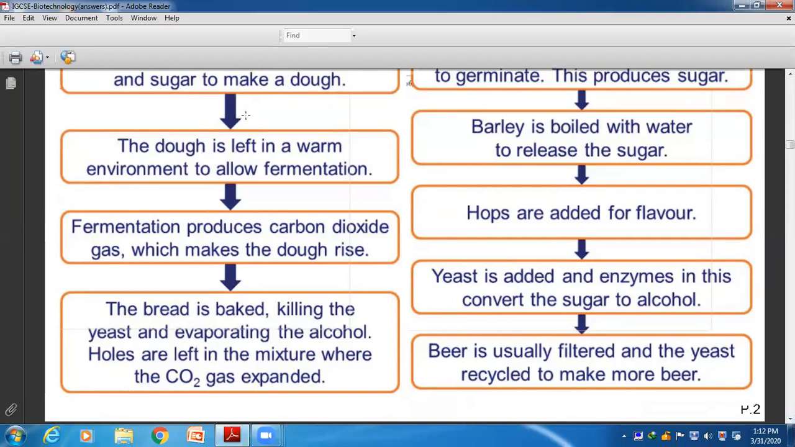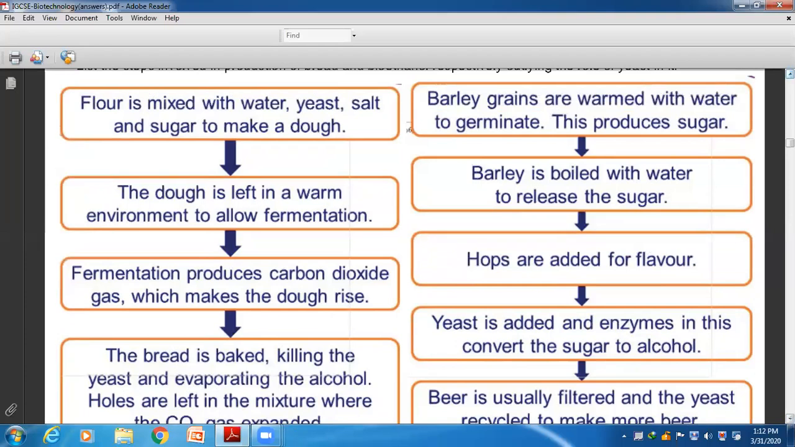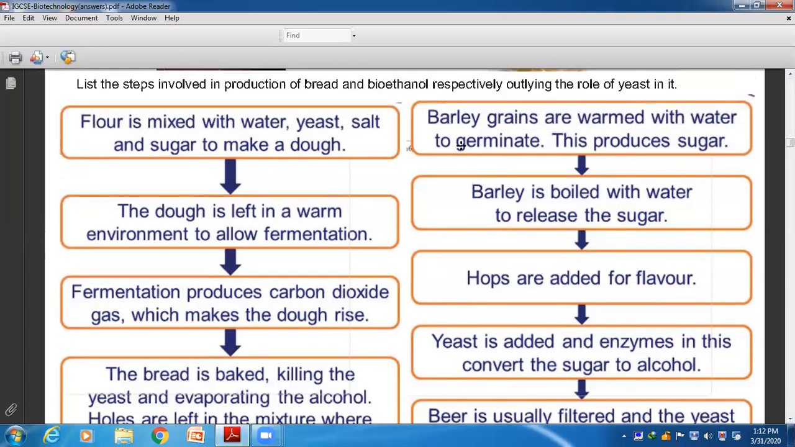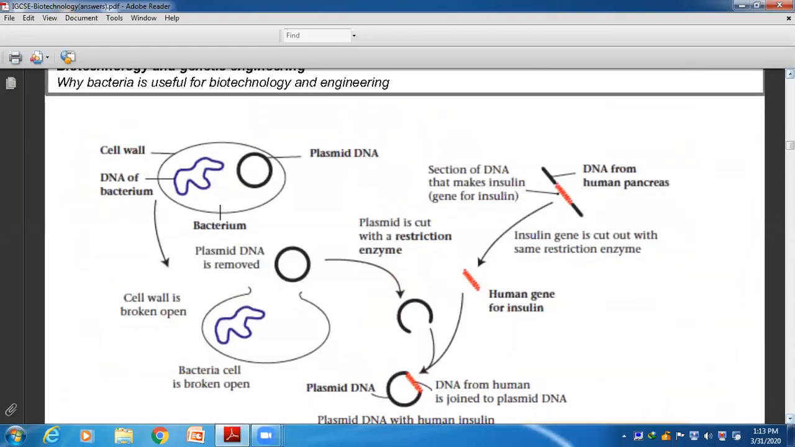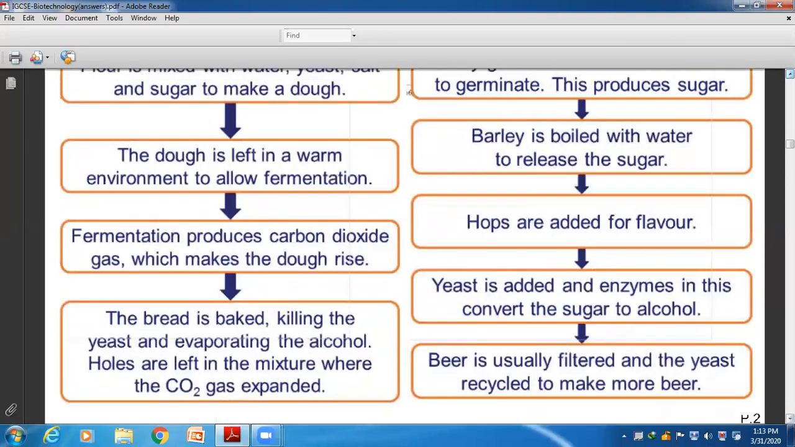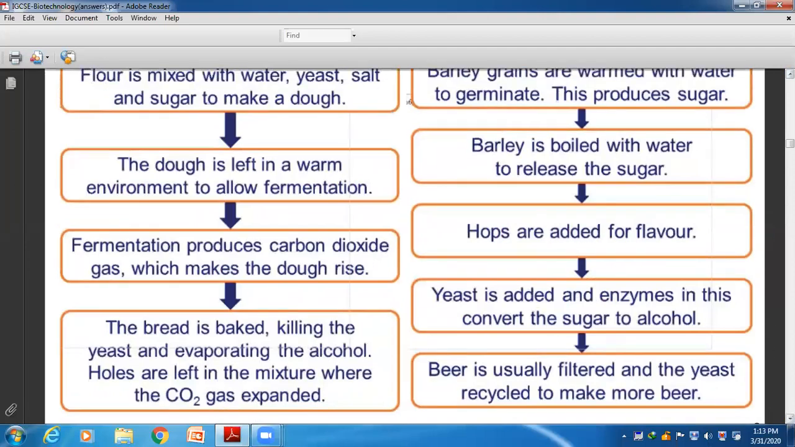Okay. And the same procedure applies to how we do biofuel production. Here we mix barley grain with warm water to germinate it. When it germinates, inside the seed there is starch, which will convert into glucose, and then we mix that with yeast. The yeast enzyme will convert that glucose to alcohol, and that alcohol we can use as biofuel.